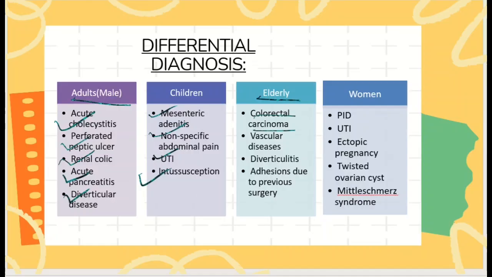For females in the reproductive age group, PID can be a common differential diagnosis, that is pelvic inflammatory disease. Then urinary tract infection, ectopic pregnancy should be ruled out. We always do a pregnancy test in any pain abdomen case in female. Then twisted ovarian cyst, or sometimes some physiological conditions like Mittelschmerz syndrome. The pain in lower abdomen during follicular stage of menstrual cycle is called Mittelschmerz syndrome.